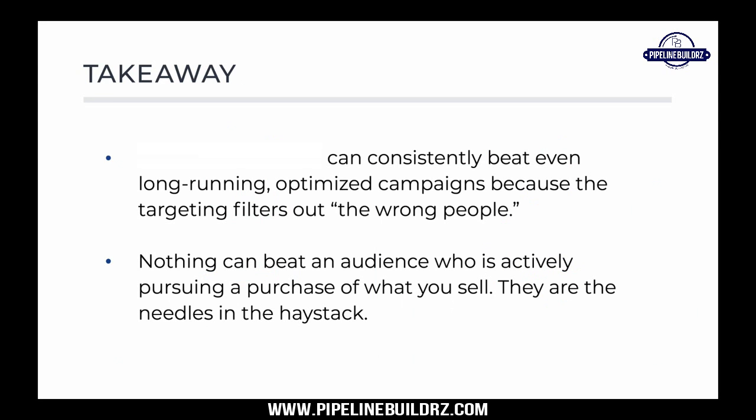Now, as you think about those numbers, remember this. The campaign was being run directly against a control, and the targeting was the only variable that changed. It's another demonstration of what we've seen throughout this series: in-market targeting consistently beats even long-running optimized campaigns because the targeting filters out the wrong people. When you do that, when you market to the needles and get rid of the non-buying haystack, costs can't help but go down, and results can't help but go up. And that's how you consistently get results like these, across client after client, and across vertical after vertical.